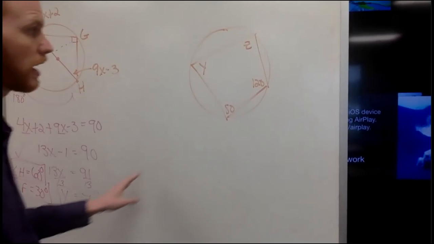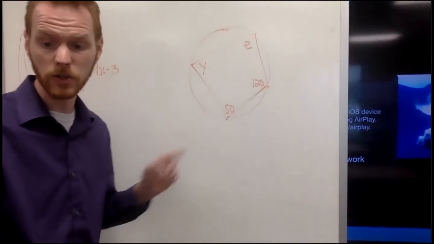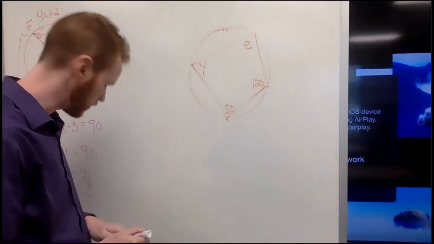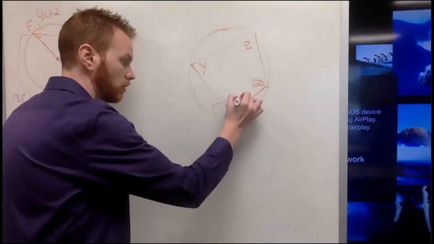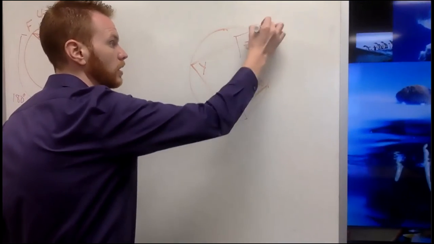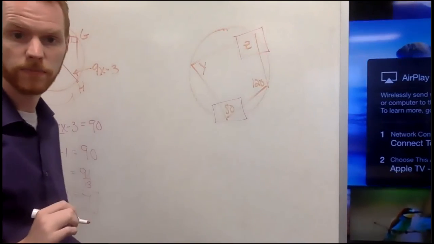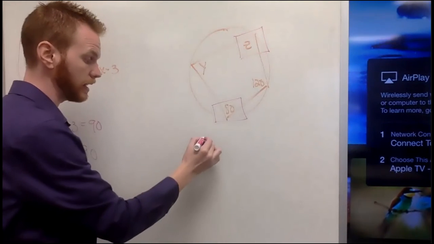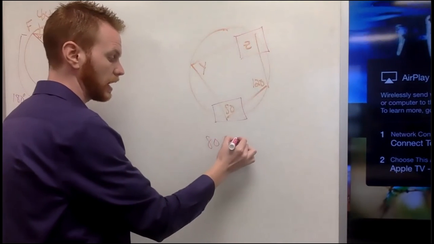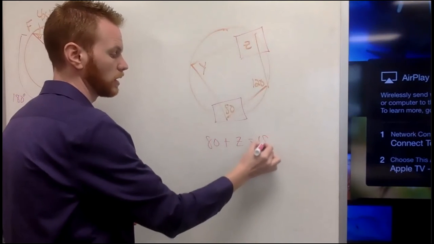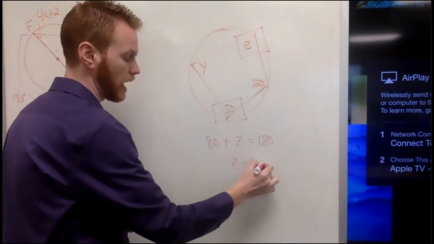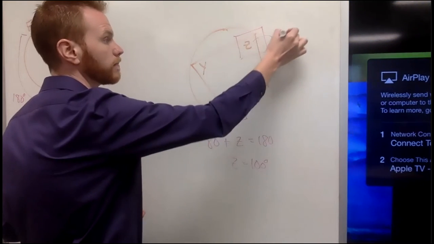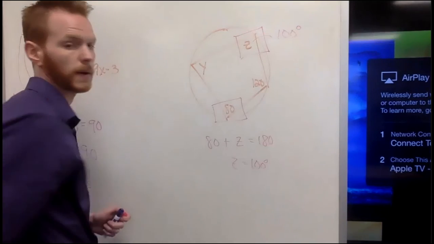I have this quadrilateral that's inscribed. And what I'm going to do is just label some things here. So this angle and this angle are opposite angles. And according to the theorem, they add up to 180. So 80 plus angle Z adds up to 180, which means Z must be 100 degrees for that to happen. So that's going to be 100 degrees for us.